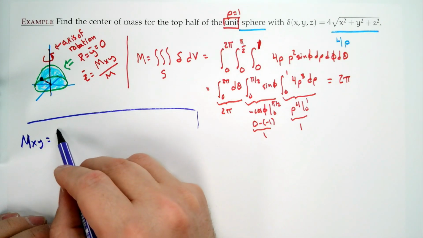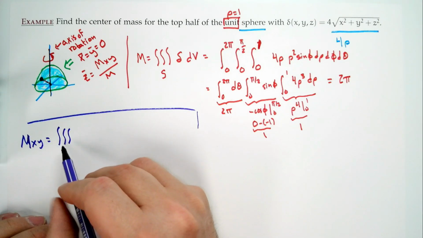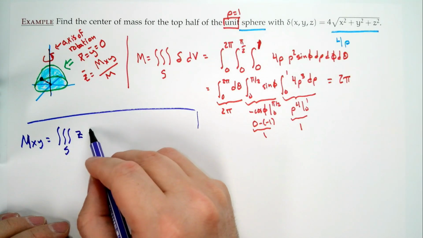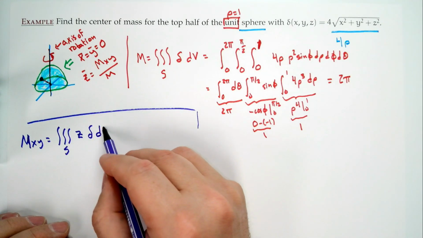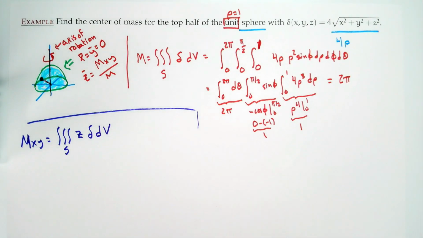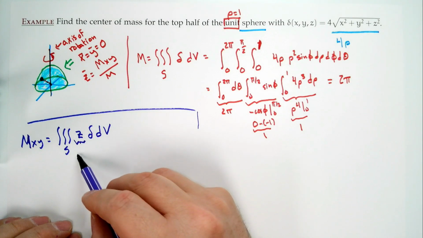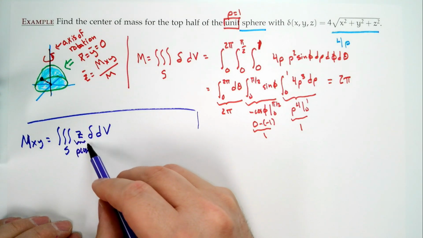So here, our distance is with respect to the xy plane, or z. So our moment has the following form: the integral over our shape of z dV. It's going to be a very similar thing. We're going to switch everything into spherical coordinates. The thing to remember is that in spherical coordinates, z is rho cosine of phi.